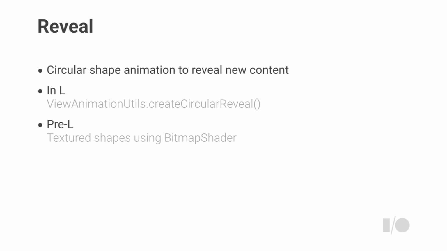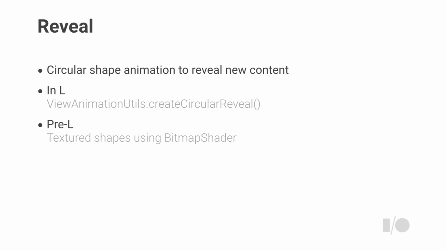Reveal, you've seen that animation earlier. We'll show it again. This is a new animation that you're going to probably see in a lot of applications that implement the material theme. It's just a circular shape animation that's used to reveal any kind of content. In L, it's super easy. You just call ViewAnimationUtils.createCircularReveal.